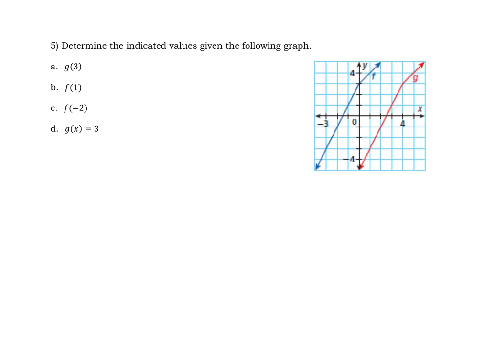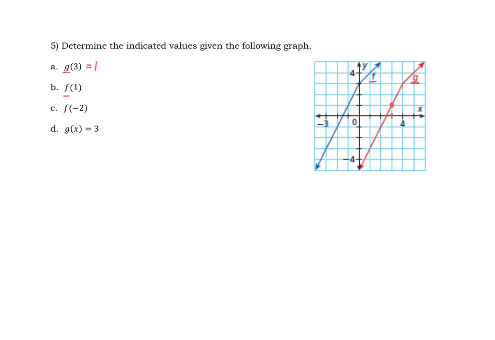Okay, so now we're doing the same thing, but this time we're looking at a graph. So notice that I'm using g's and f's, and f and g are written here. So A tells me to go to the g function when x is 3. So here x is 3. And where is the y? It's right there. So this is equal to 1.